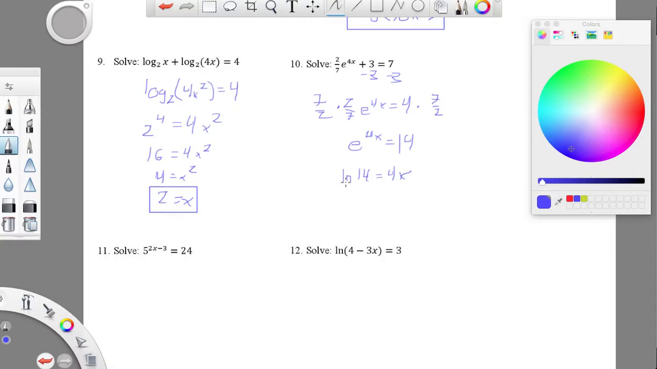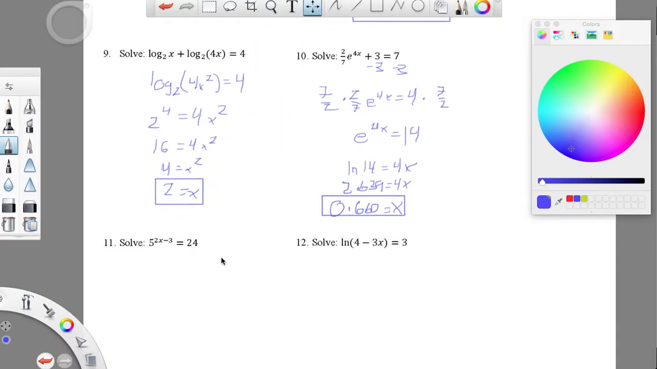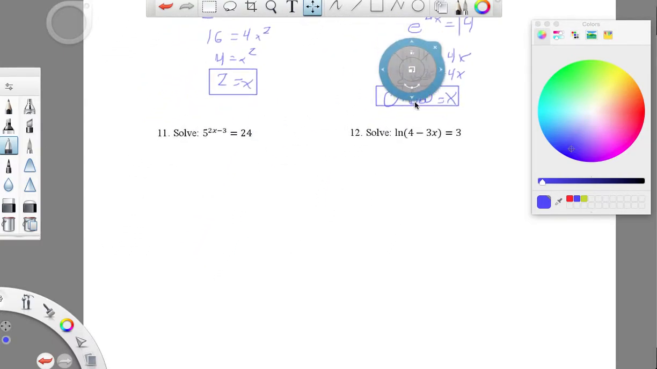Whenever we are presented with a log or a natural log or anything that we have to compute like this, it's best to put this into a decimal as soon as we get it. So here I'm going to put this as 2.639 is equal to 4x. And when I divide that by 4, I get that x is equal to 0.660 after rounding. Again, I'm doing this with a calculator, so make sure you have your calculator handy because on the final exam we're going to need to see decimals.